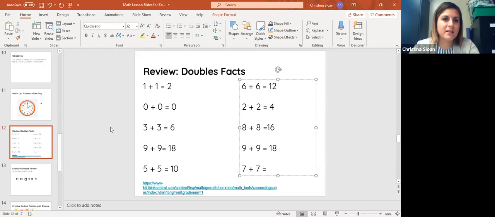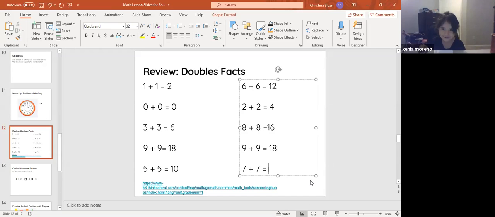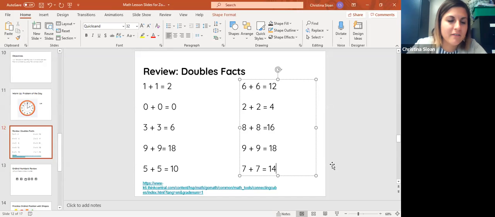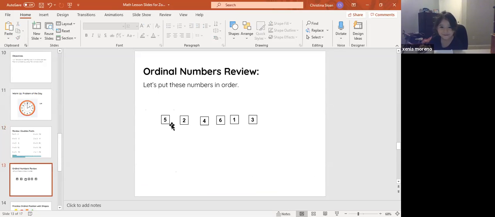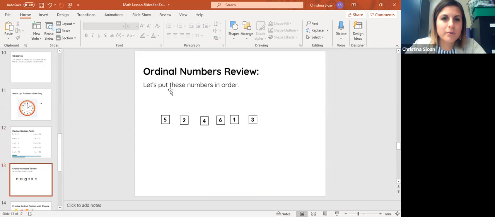Let's see who gets their hand up the fastest. Oh, my goodness. I saw Ulisa's hand pop up so quick. Ulisa, you want to help me with 7 plus 7? What's 7 plus 7? 14. Nice job. Thank you, Ulisa.